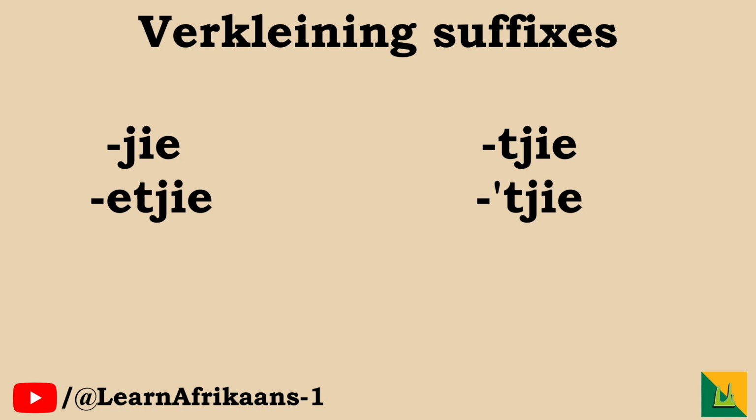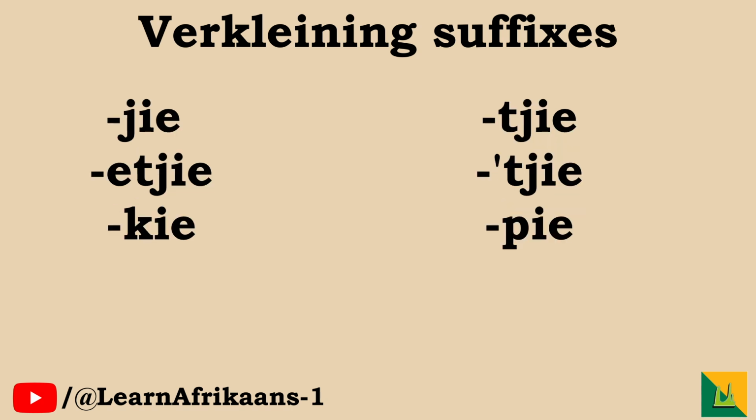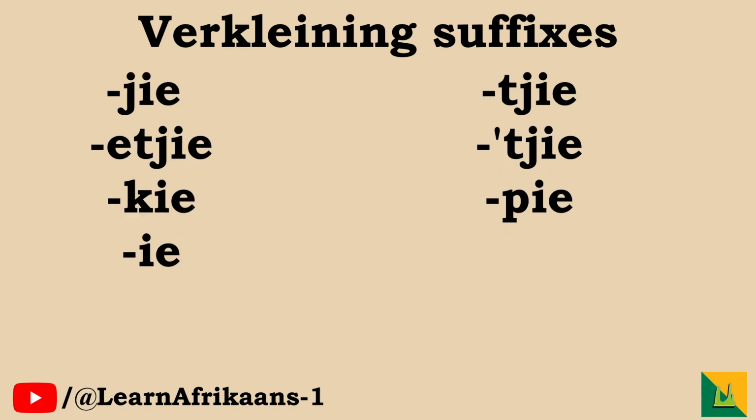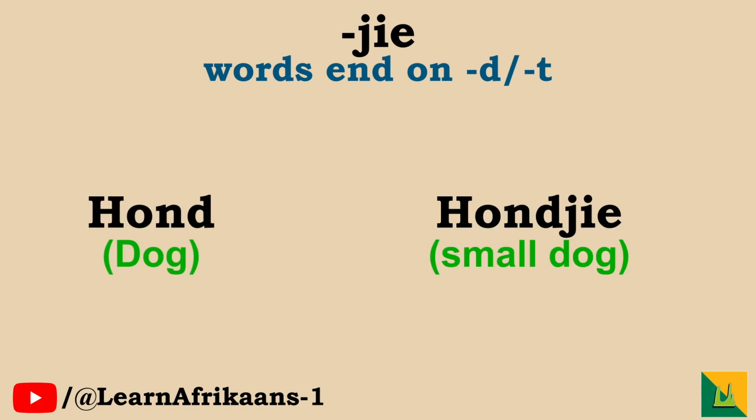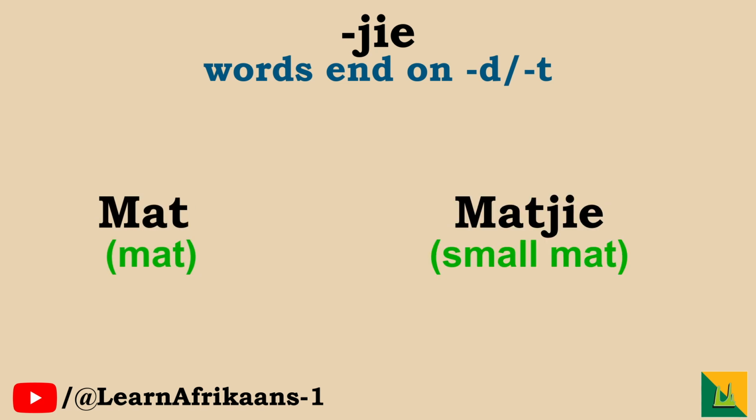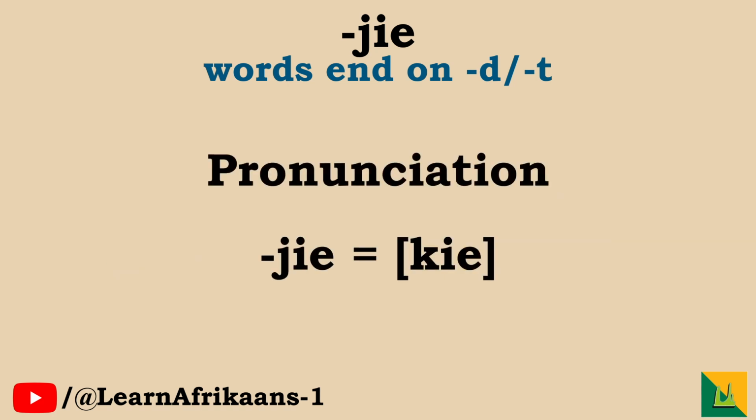etjie, afkappingsteken tjie, keer, and e. Let's begin with ye. Words that end off on der and tier, for example, hond, hondje, matje. Notice the pronunciation. It is spoken as ki, hondje.